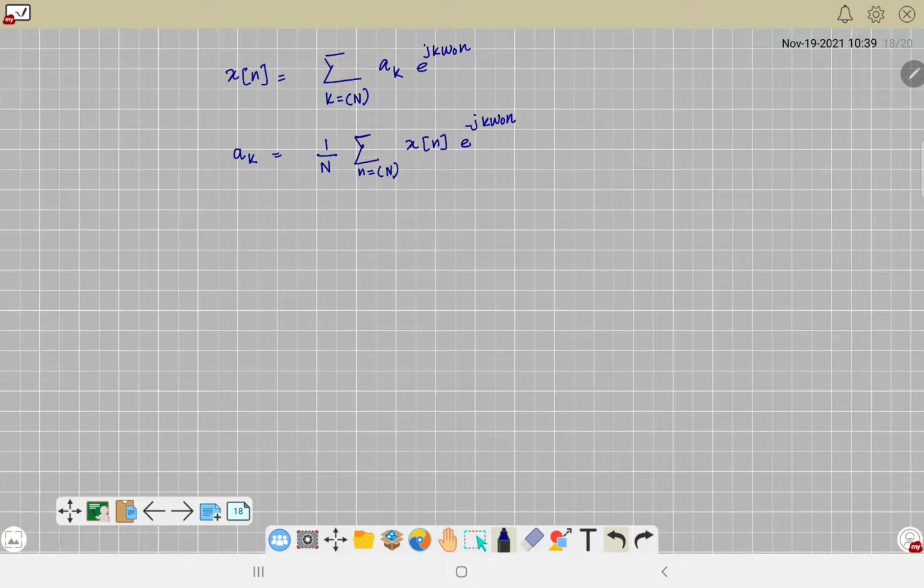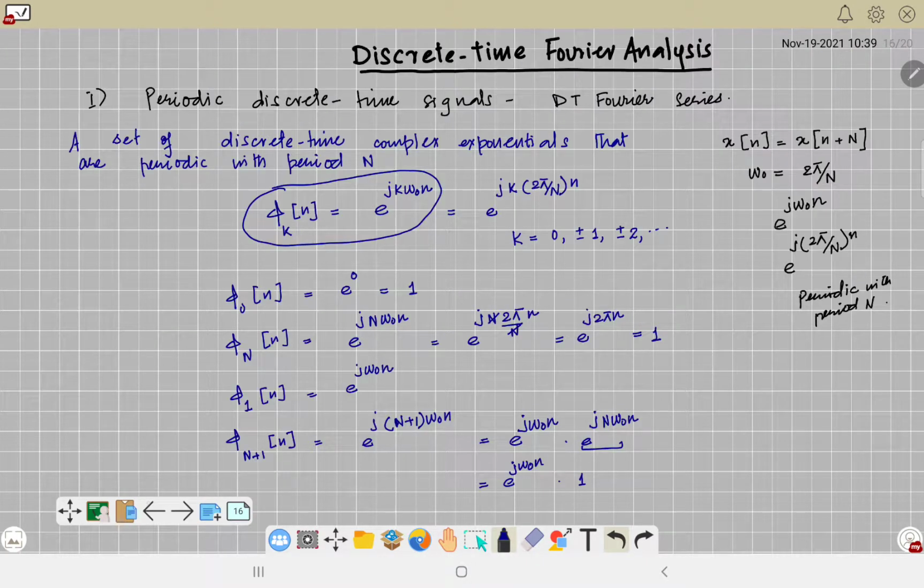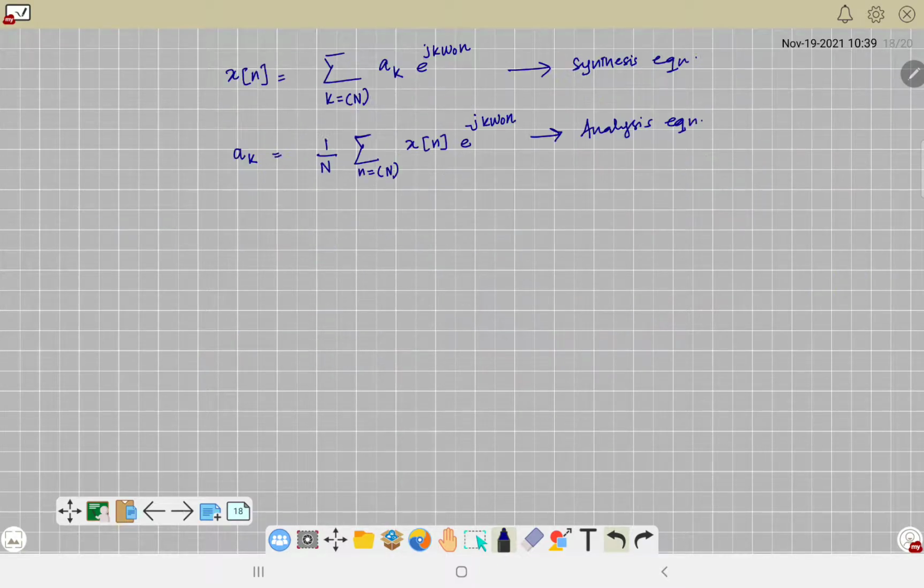Fine. So again, this we call the synthesis equation, and this we call the analysis equation. And as you can see, there's a lot of similarity between these two expressions and the expressions we had for the continuous time case. Like I said, we won't be doing the in-depth analysis, although we did the same kind of analysis that we did in the continuous time case.